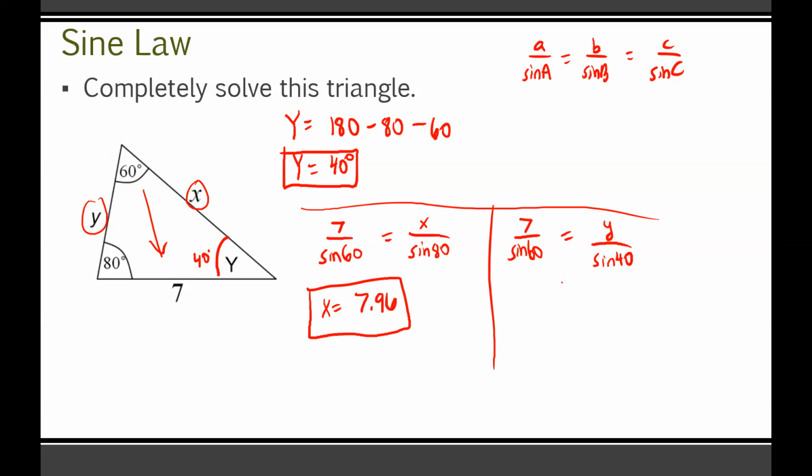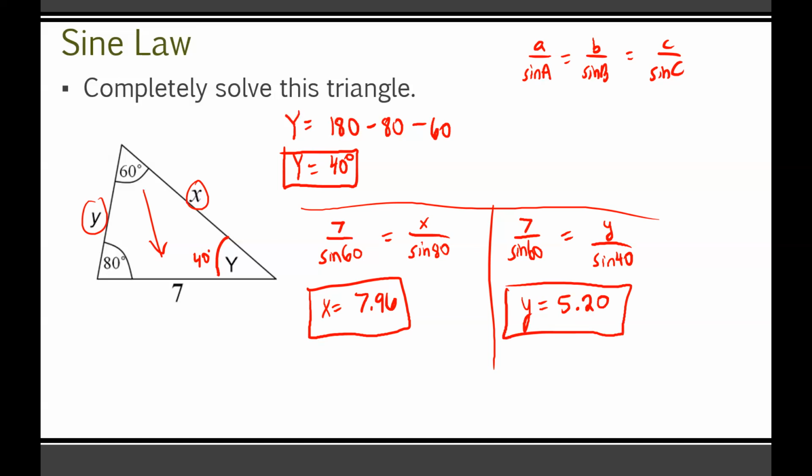So 7 divided by sine 60 times sine 40. And again, I just do it all in one go, because otherwise it's kind of just a waste of time, in my opinion. Anyway, y equals, to 2 decimal places here, 5.20 is what that one would be there. Awesome. And that solves this triangle. We found all the missing side lengths and that missing angle that was in there.